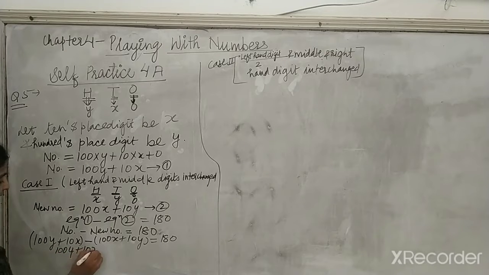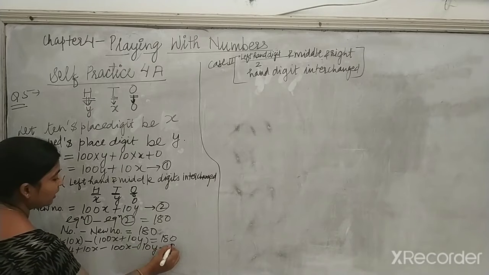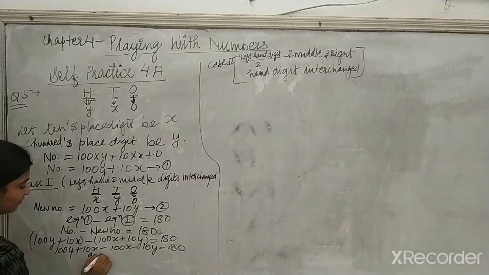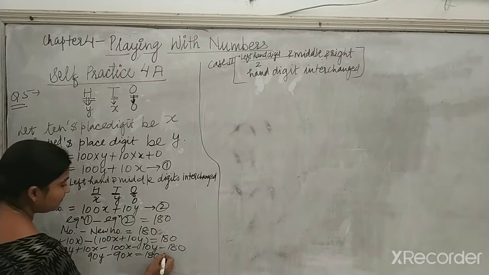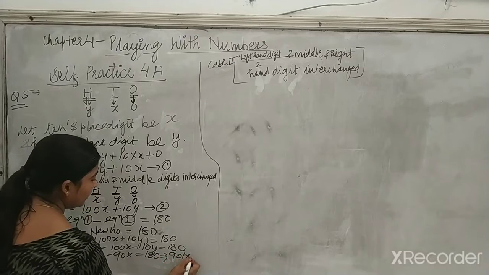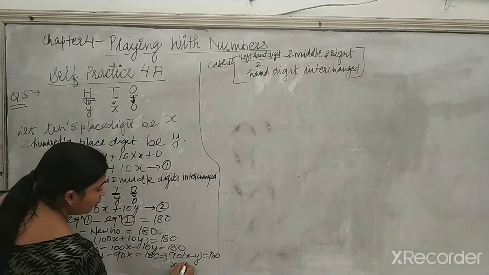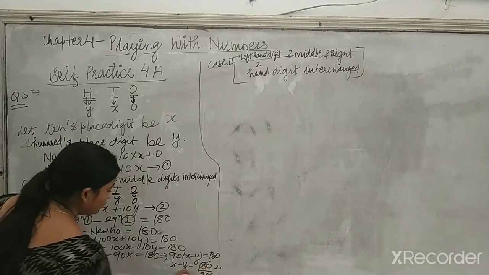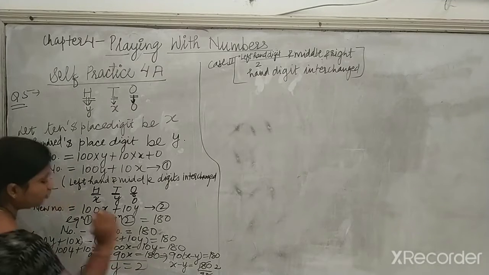100y plus 10x minus 100x minus 10y is equal to 180. So 100 minus 10 is 90. 90y minus 90x is equal to 180. This implies, if you take 90 common, x minus y is left, 180. So x minus y is what? 180 upon 90, and that is 2. So what value of x minus y you have got? That is your value, 2.